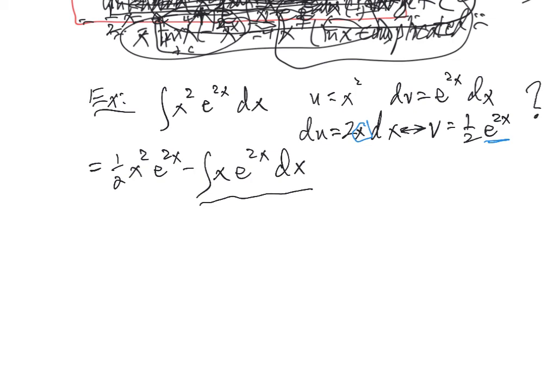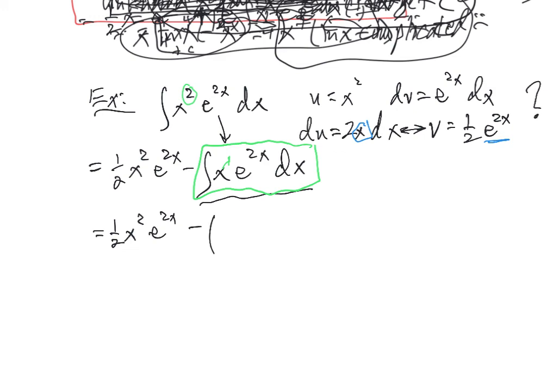So have we wasted our time? Well, not really. Notice that it's simpler than the one we started with. In fact, we were able to take this power and drive it down by 1. Do you suppose if we did integration by parts again applied to this integral, that we could drive that power down to 0 and therefore know the antiderivative? I think we can. So we're going to do integration by parts again. Don't forget this chunk here. He's going to just go along for the ride.